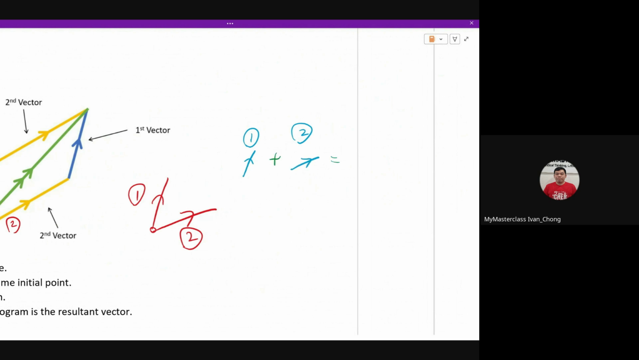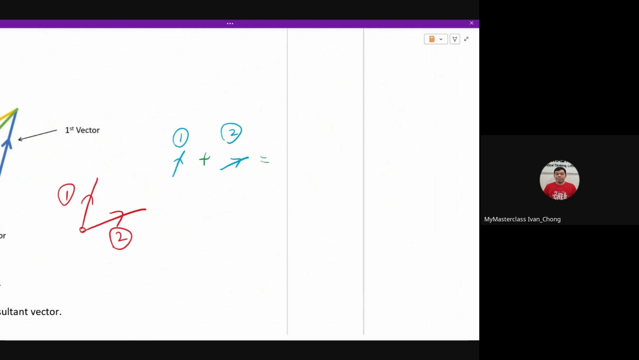What you want to do next is find your resultant, correct? I'm going to pick one of the easier ones, so I'm going to pick number 2 here. If you use the head to tail method, I'm going to start from here. I will draw my number 1. Then from start to end, I will just draw like this. So this is the head to tail method, correct?